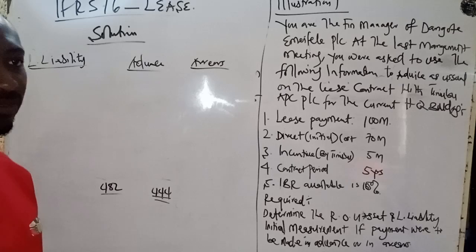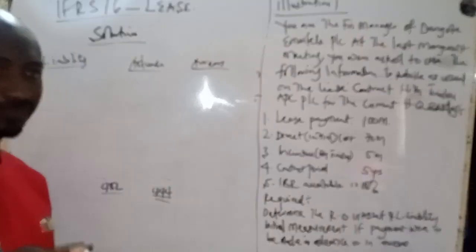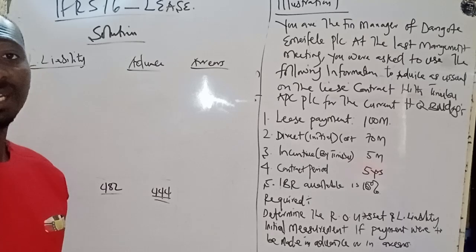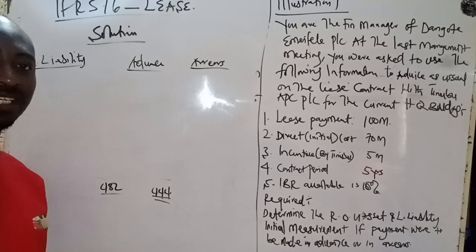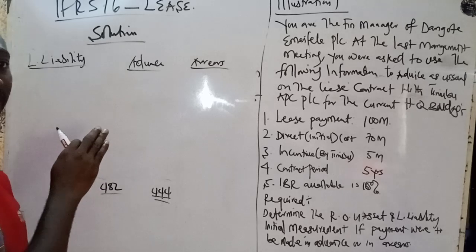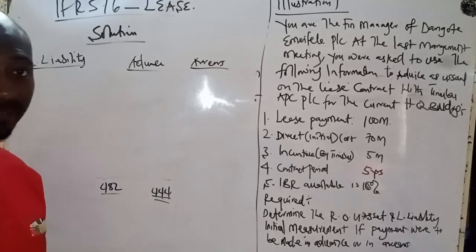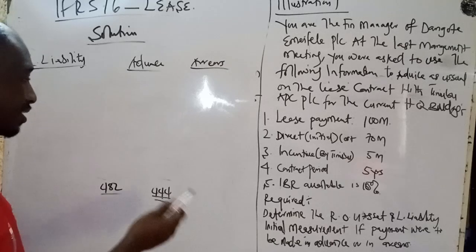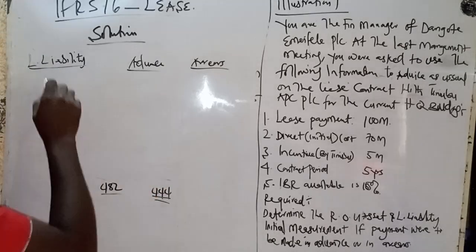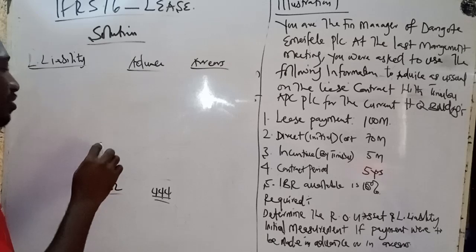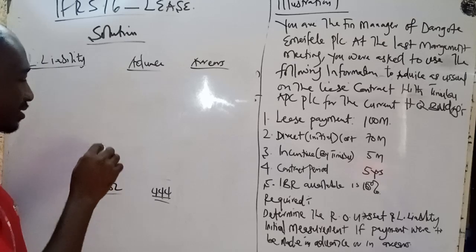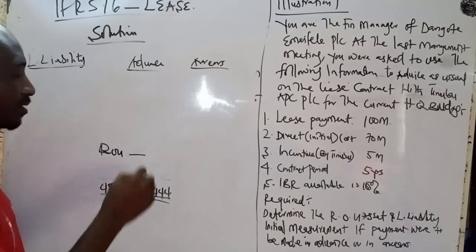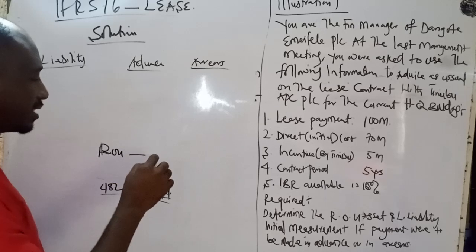But it is important that when you are determining your initial lease liability, you must be able to remove all the cash related items, cash related figures, in determining your lease liability. It is very simple. So the simple rule that you just need to know is that in determining your initial lease liability, it is always the right of use asset minus all the cash related items.